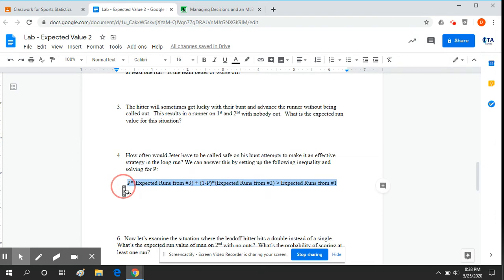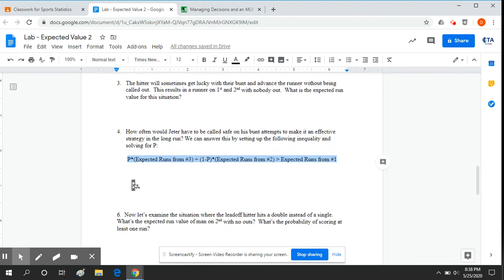All right. So this is saying probability times expected runs from question 3 plus 1 minus p times expected runs from question 2 has to be greater than expected runs from number 1. So when you see one of these, you're going to be setting up a little inequality and you're going to be solving for p. All right. And that probability is basically going to be how successful you need to be for it to be a good decision. Like, how successful does your sacrifice bunt have to be for it to be a good decision?